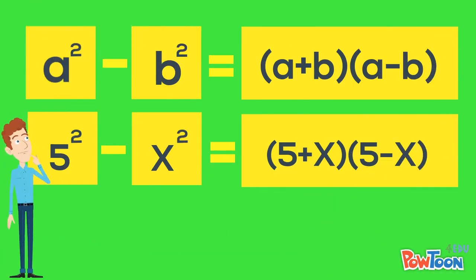So we are simply substituting one for another. Instead of a I have 5, instead of b I have x.